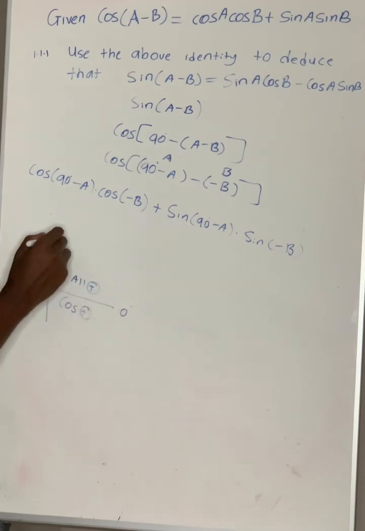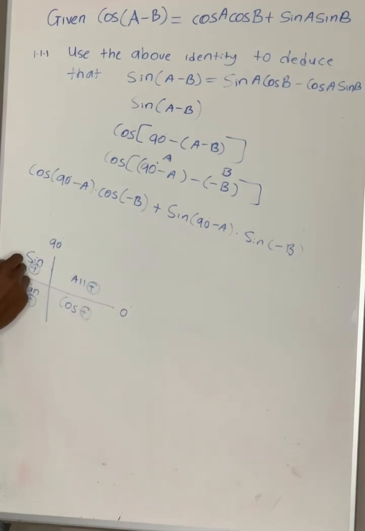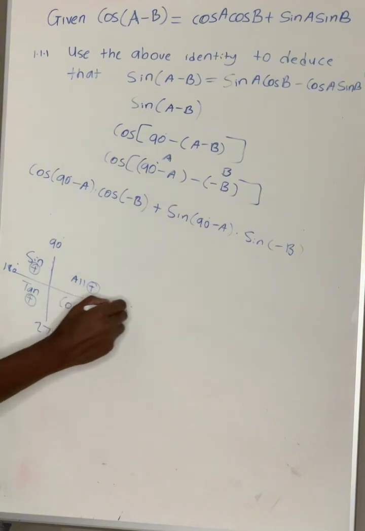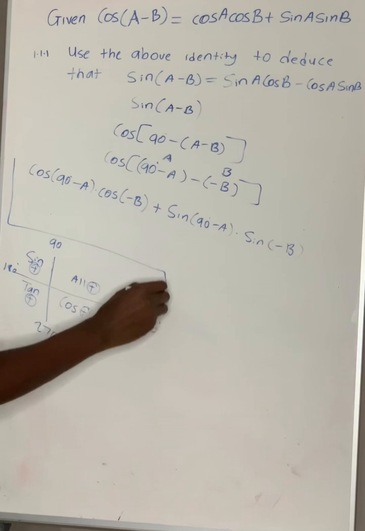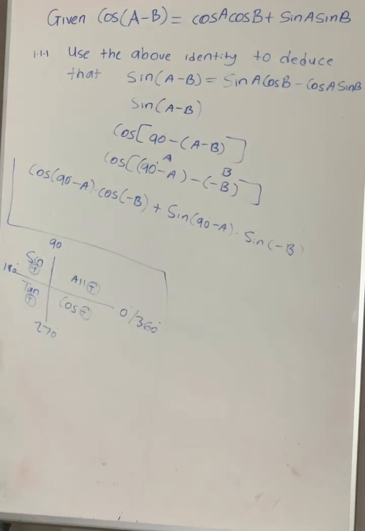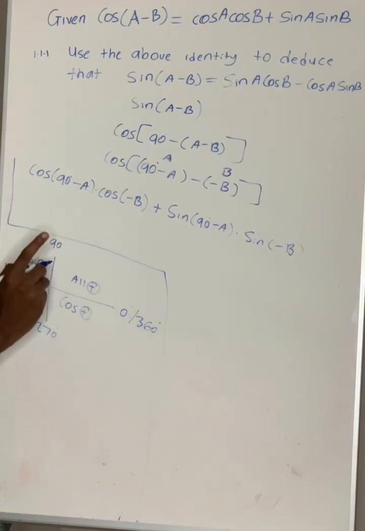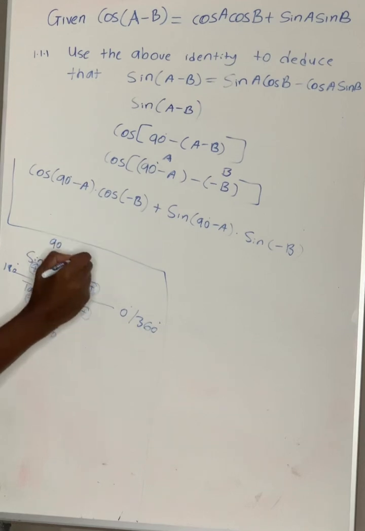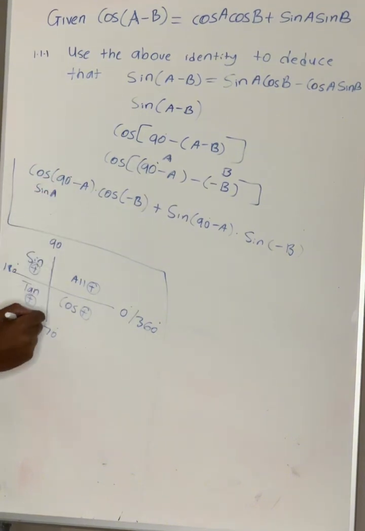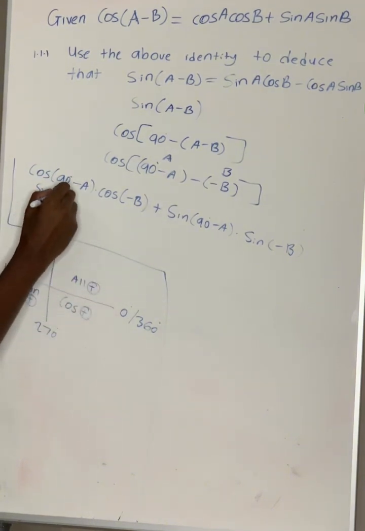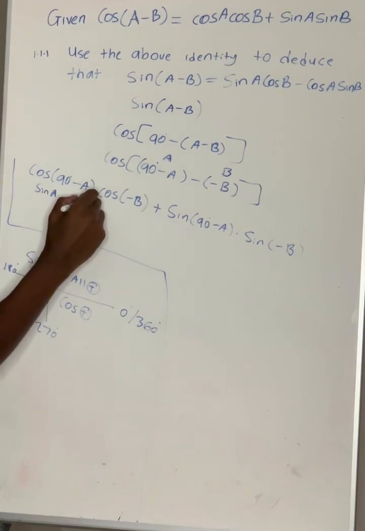So it's 0, 90, 180, 270, and then back to 360. Okay, now let us answer the question. So we have cos of 90 minus A. 90 minus A lies in the first quadrant, and all trig ratios are positive in the first quadrant. So this 90 changes this cos to sine, and it's going to be a positive sine A, because all trig ratios are positive in the first quadrant, multiplied by cos of negative B.